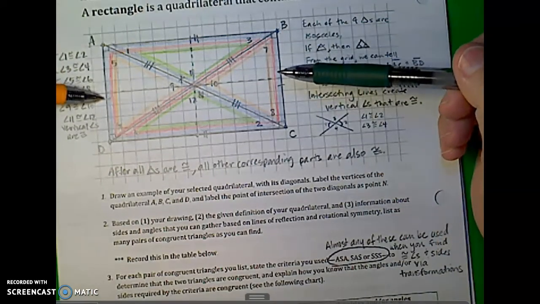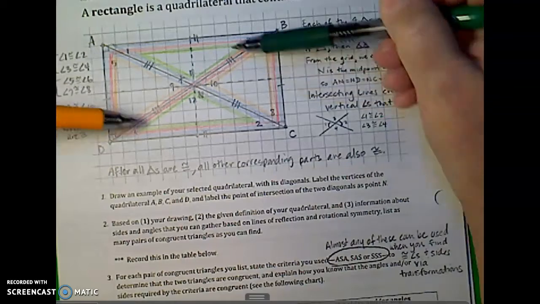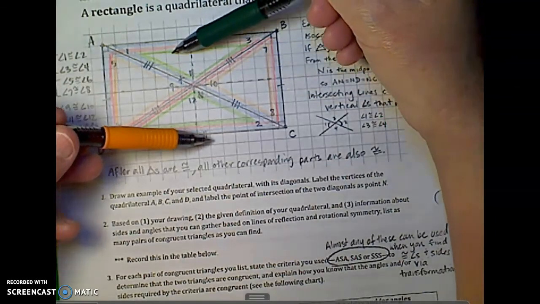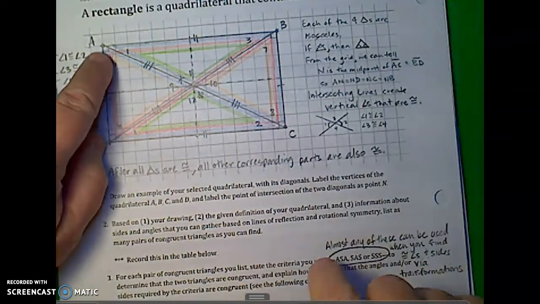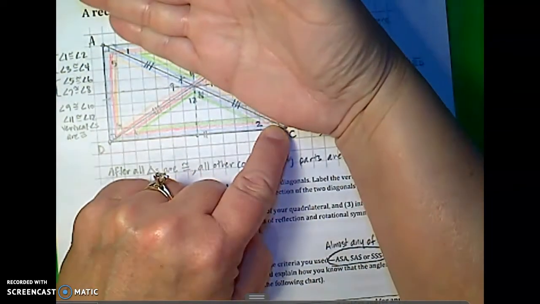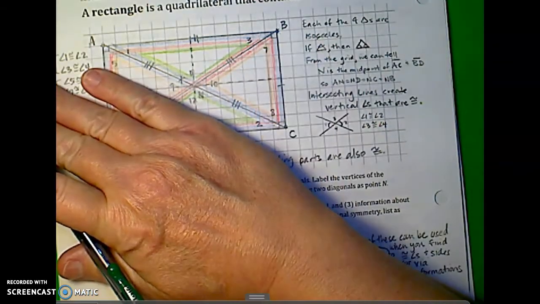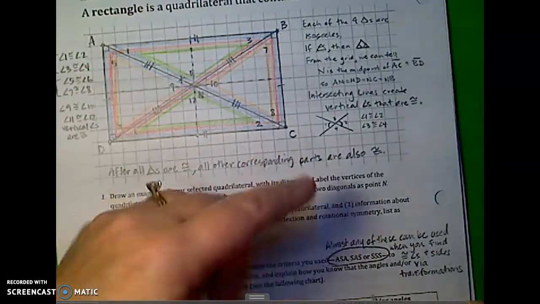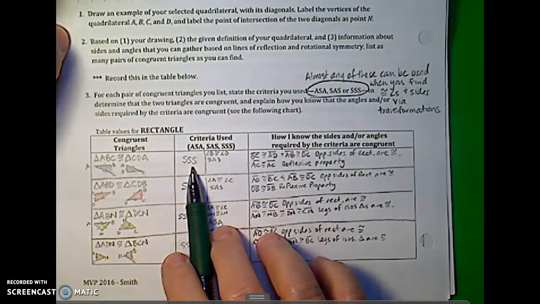So in this triangle, I got this side. In this triangle up here, I have this side. So it's side, side, and then side. The other way we know that this diagonal is congruent in both triangles is because it is a part of the lower triangle and the same exact side is a part of the upper triangle. So AC is congruent to itself. That is a reflexive property. So basically, those 2 sets of triangles, I have side, side, side.